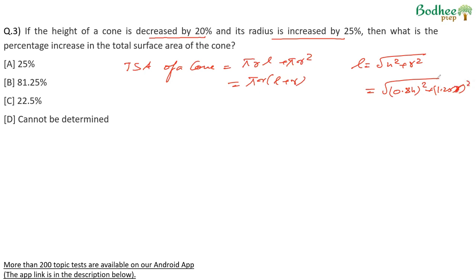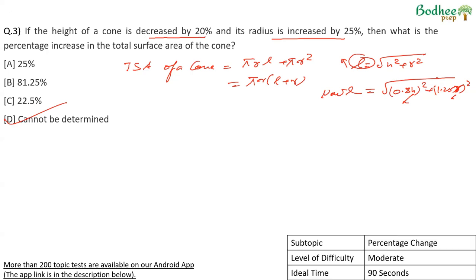Now, clearly, if we find out the new slant height, it will depend on the value of h and r. Depending on the values of h and r, the result can be different. So, unless we know the ratio of h and r, we will not be able to find out the overall increase in the slant height. And since we do not know the increase in slant height, we will not be able to find out the increase in total surface area of the cone. The values will depend on the ratio of h and r, and therefore here the answer cannot be determined.